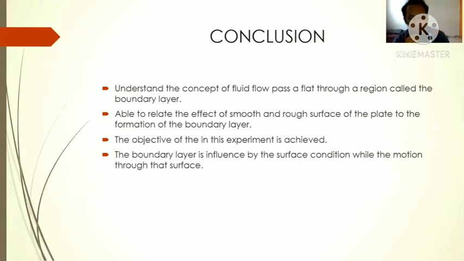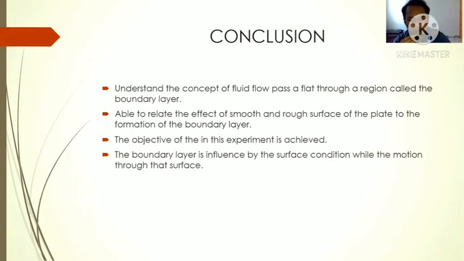Okay, now I want to explain about the conclusion. So from this experiment, we can understand the concept of fluid flow past a flat plate through a region called the boundary layer. We are also able to relate the effect of smooth and rough surface of the plate to the formation of the boundary layer. Also, we must measure the velocity distribution, displacement thickness, and momentum thickness in the boundary layer of a flat plate. We must compare the values measured for both smooth and rough plate installed with a pressure gradient.